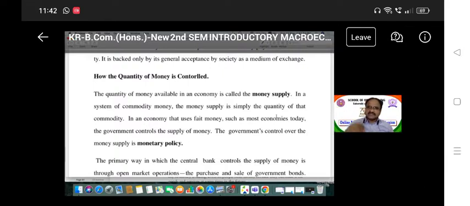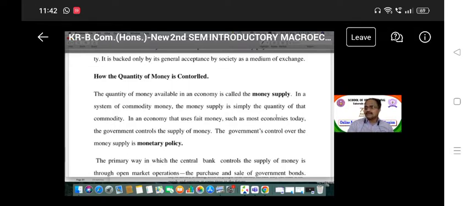In a system of commodity money, the money supply is simply the quantity of that commodity in the economy. In an economy that uses fiat money, such as most economies today, the government controls the supply of money. So who controls it? The central government or the Reserve Bank of India has to control the supply of money.